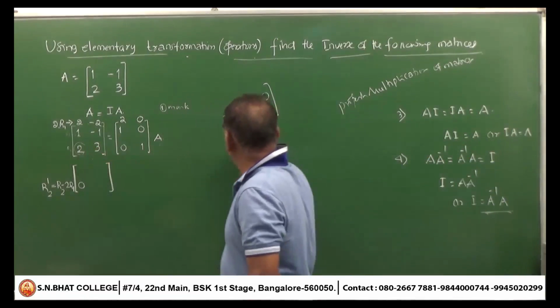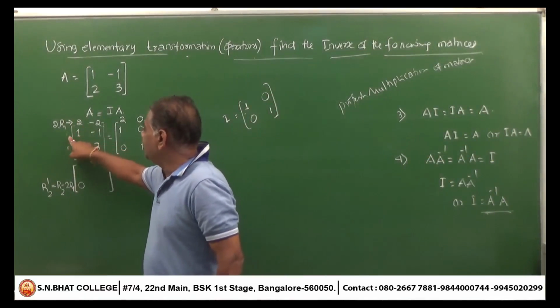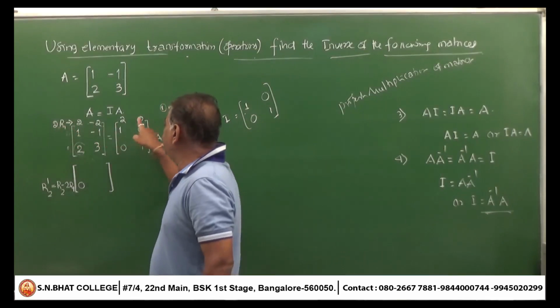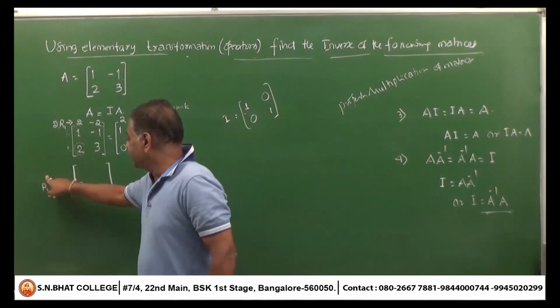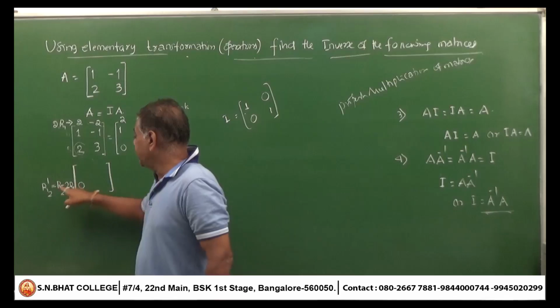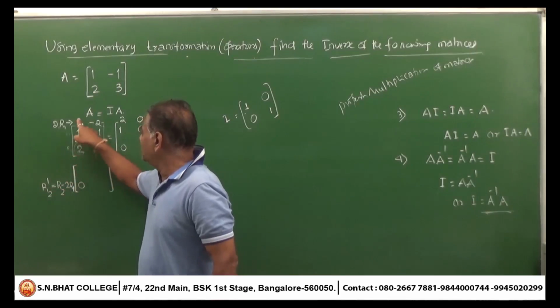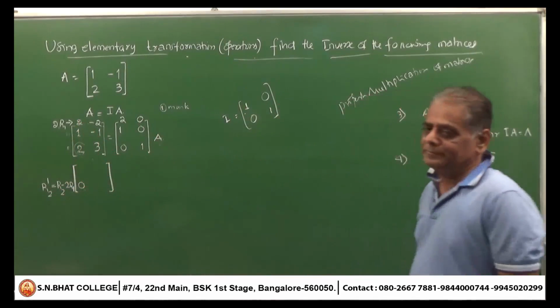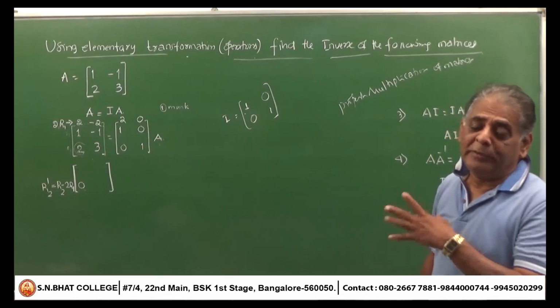To make this element 0, I have to make this 2. To make this 2, I have to multiply R1 by 2, calculating 2R1 in the previous step. Next row operation is R2 dash, the new second row. R2 minus 2R1, this minus this. 2 minus 2 is 0. I hope all of you are following. If you have any doubt, please ask me.